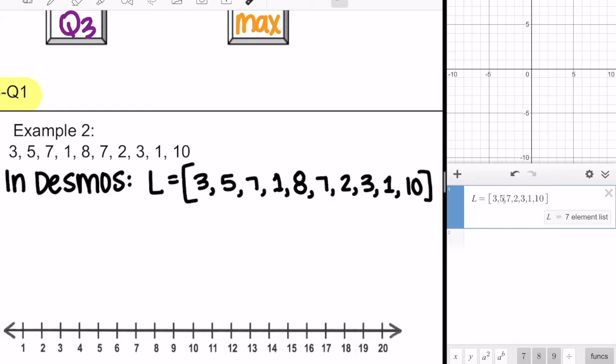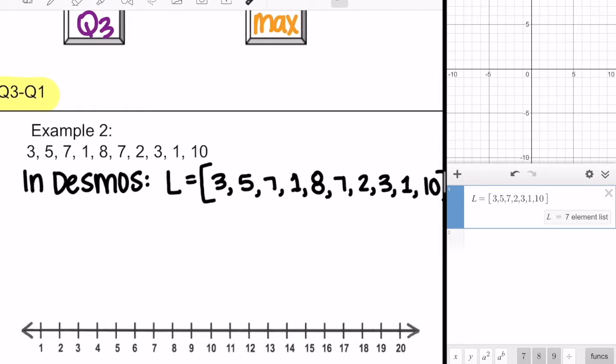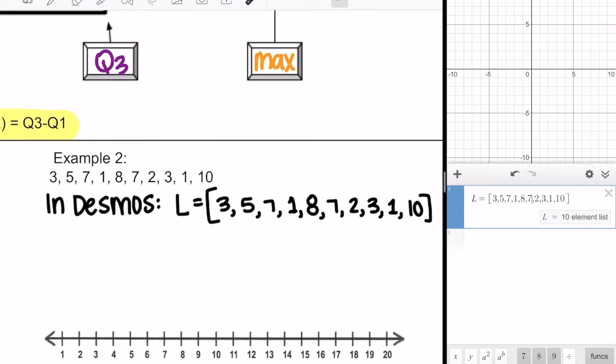So over here we have 3, 5, 7, 1. So I need another comma, 1. Then we have comma 8. Then we have comma 7. Now I can see that I have my 10 element list, and we need to double check those numbers. So 3, 5, 7, 1, 8, 7, 2, 3, 1, 10. Good. So that's just how you can troubleshoot on your own.